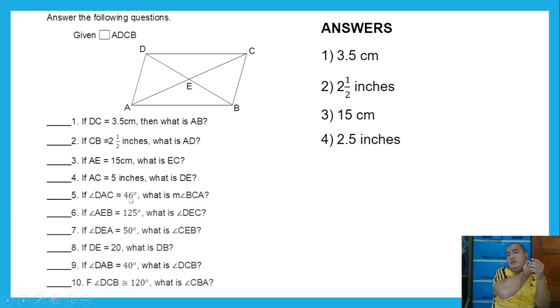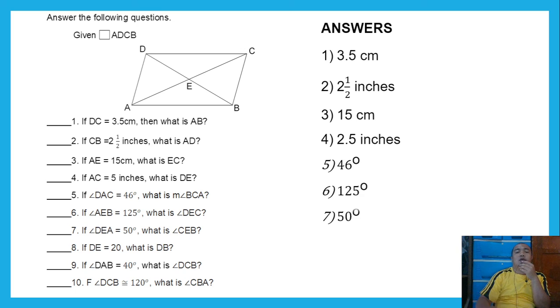What is the measure of angle BCA? I think they are equal. 46 degrees also. Number 6, if angle AEB is 125 degrees, what is the measure of angle DEC? I think it's also 125 degrees. Vertical angles are congruent. Number 7, if angle DEA is 50 degrees, what is the measure of angle CEB? Also 50 degrees. Vertical angles are congruent.